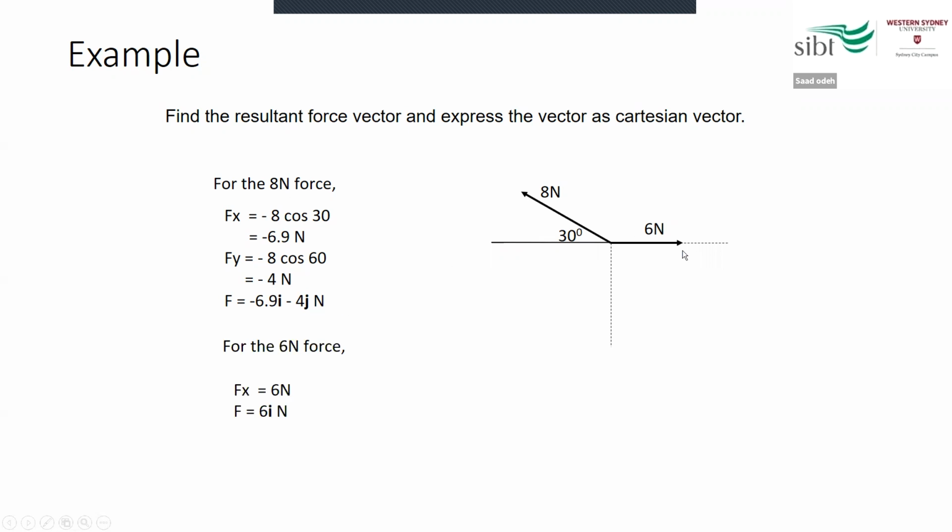Same thing for the 6 Newton force, we find the components, and because the 6 Newton has no y component, we have only the x component. So the 6 Newton in Cartesian vector form will have only i, so 6i, or 6 multiplied by unit vector i.